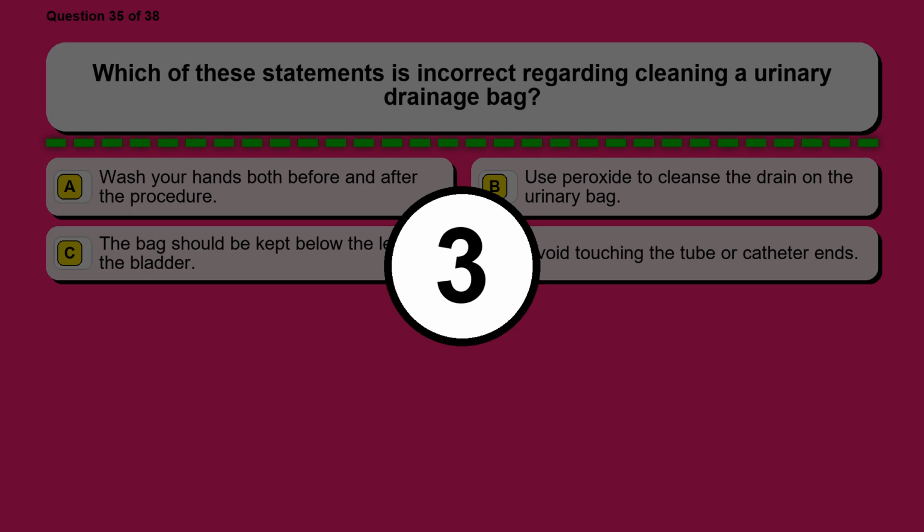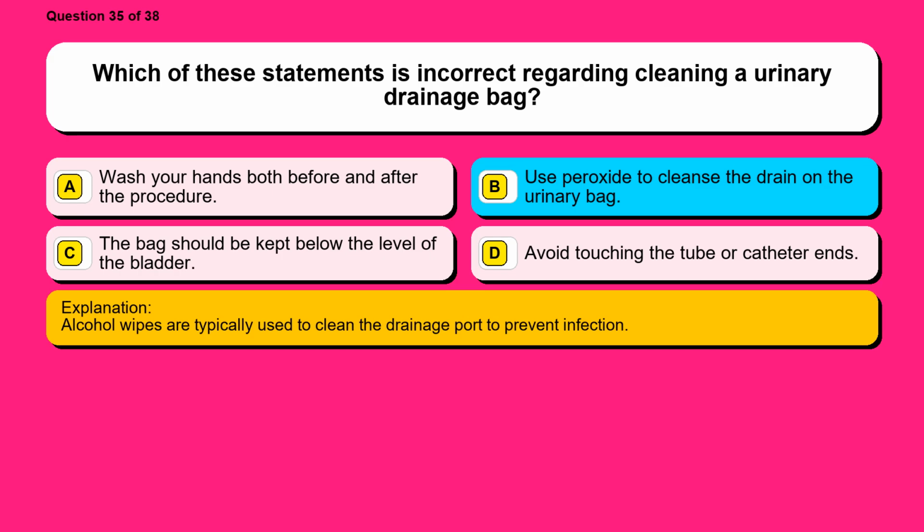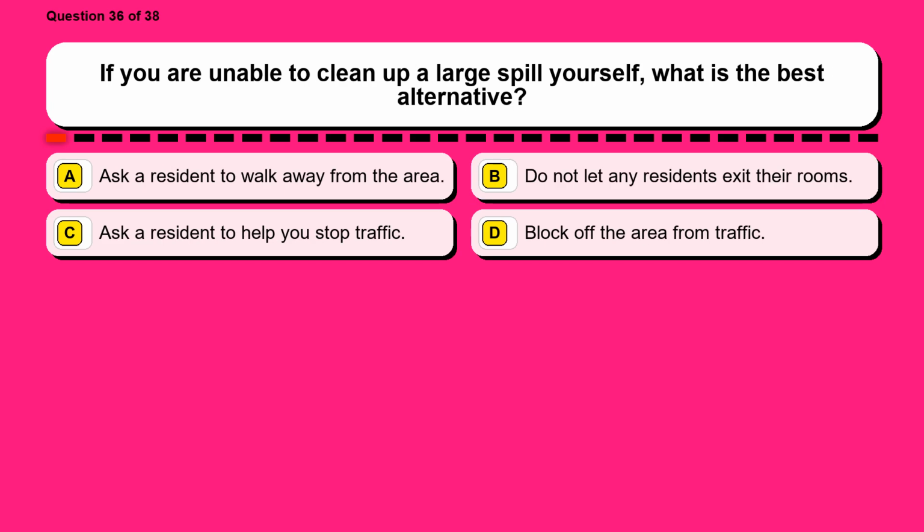The correct answer is option B, use peroxide to cleanse the drain on the urinary bag. Alcohol wipes are typically used to clean the drainage port to prevent infection. Question 36. If you are unable to clean up a large spill yourself, what is the best alternative? Option A, ask a resident to walk away from the area. Option B, do not let any residents exit their rooms. Option C, ask a resident to help you stop traffic. Option D, block off the area from traffic.